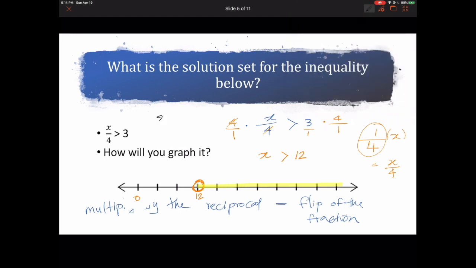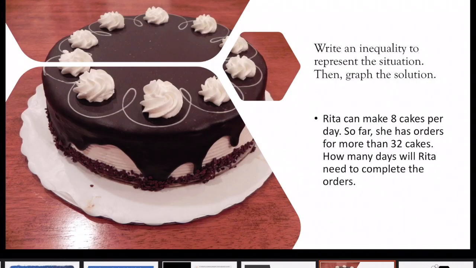For example, if I say 24 is x, because 24 lies on this side of the number line, 24 divided by 4 is greater than 3. So I'm substituting x with 24 here. 24 divided by 4 is 6. 6 is greater than 3, and this is a true statement. That's how I can check.